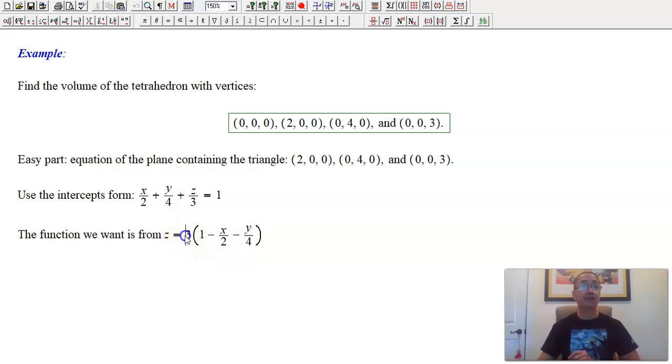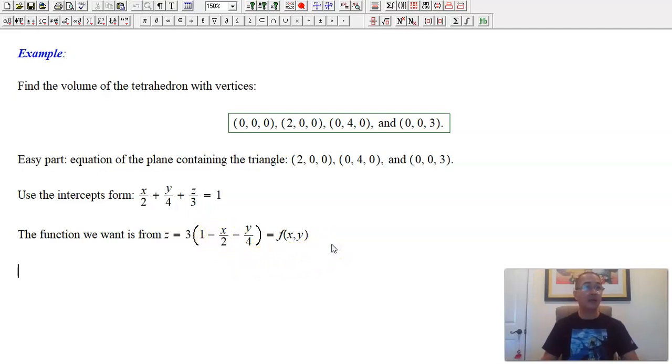Okay, so this is the function that we are going to integrate. This will be our f of x, y. Sorry, it looks a little bit weird. Of course, we can simplify this a little bit if we want to. Just distribute that. We'll do it in our setup.